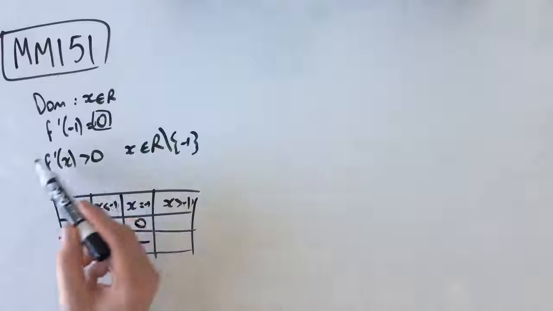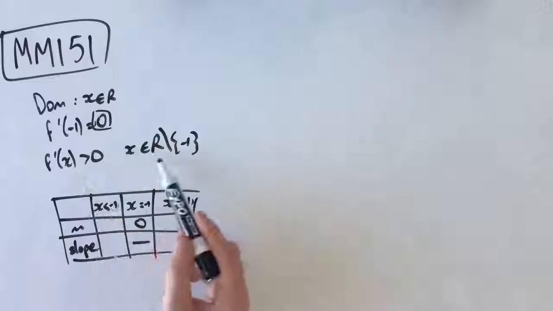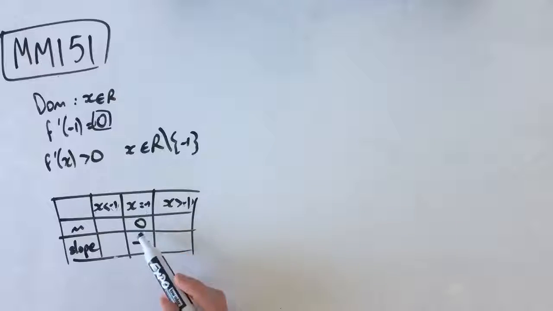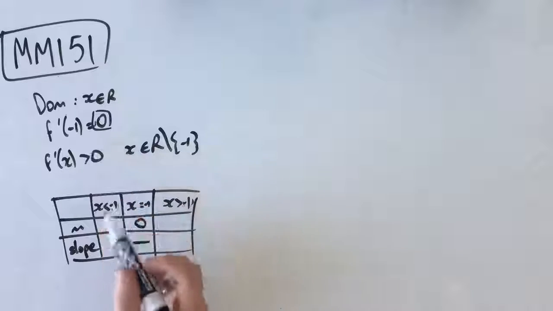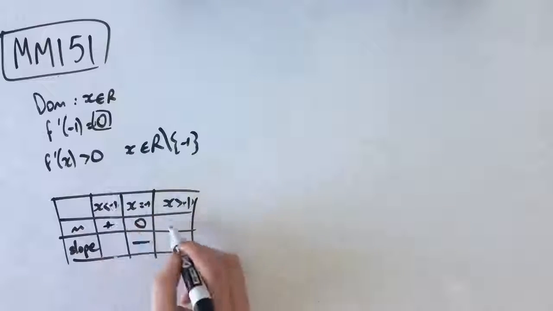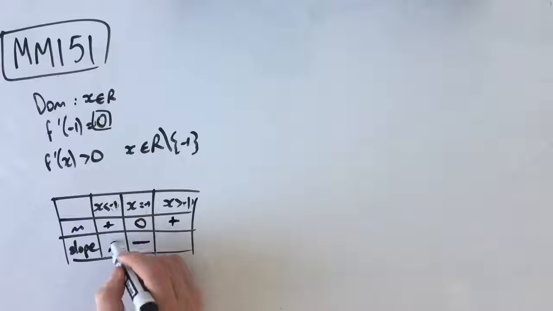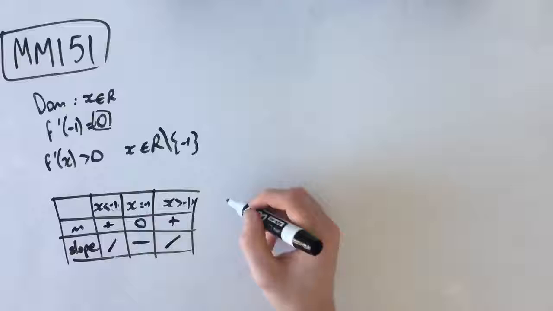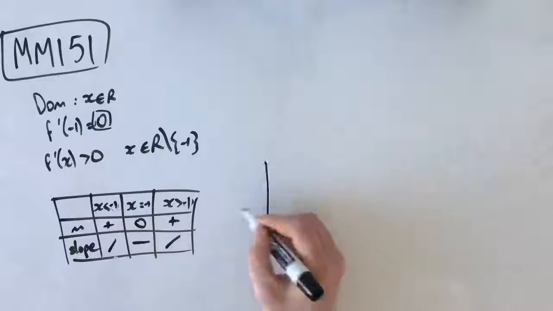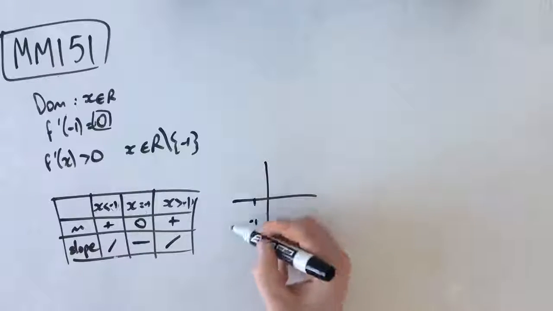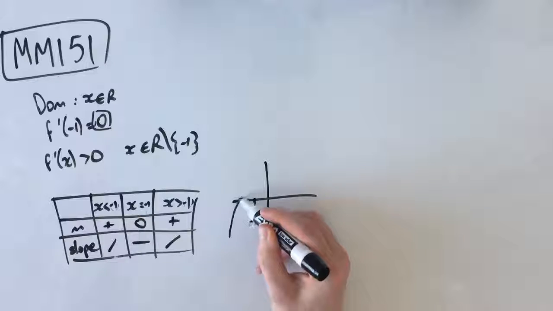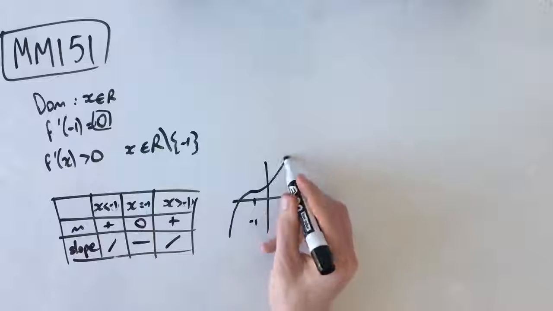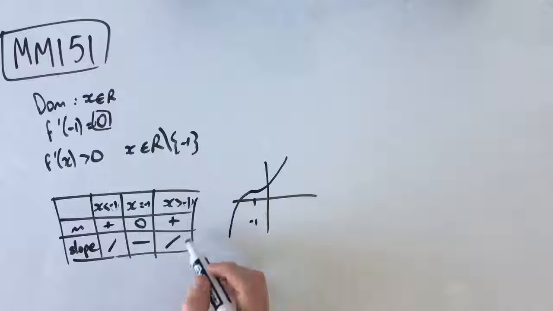F dash of x is greater than 0, so it's positive for all real values except for -1. So at -1 it's 0, and everywhere else the gradient is positive. So it's greater than 0, which means that it's positive, which means that our slope is going up. Before -1 it is positive, going up, up, up. At -1 it becomes 0, so it's flat, and then it keeps going up because it's still positive on this other side here.